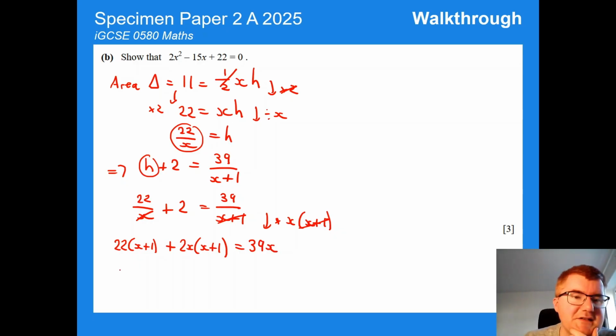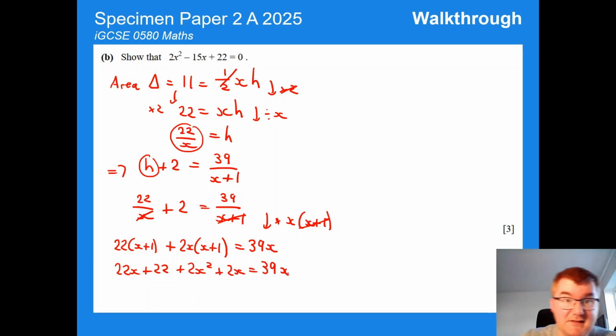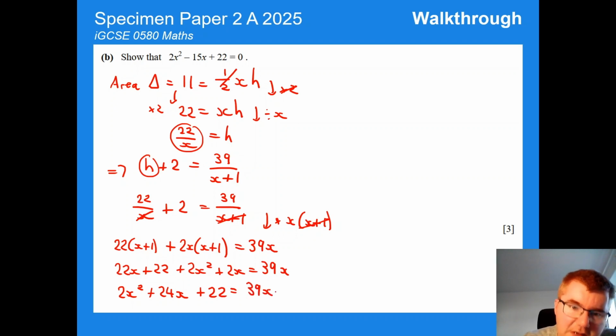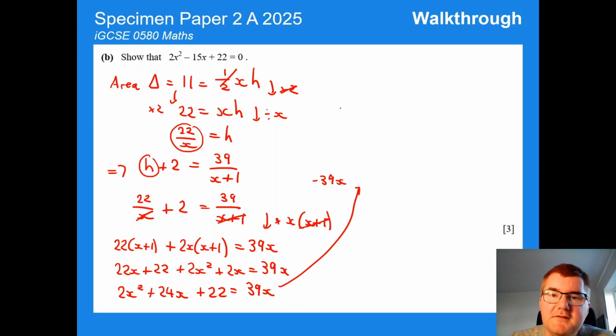We can expand some brackets, so we get 22x plus 22 plus 2x squared plus 2x is equal to 39x. Let's bring everything to the left-hand side. So that gives us then 2x squared. We have, at the moment, plus 24x. We've got a plus 22, and we've got 39x. So all we need to do is minus 39x on both sides. That gives us then 2x squared, which is all good. 24x minus 39x is minus 15x. That's looking very good. And then plus 22 is equal to 0.